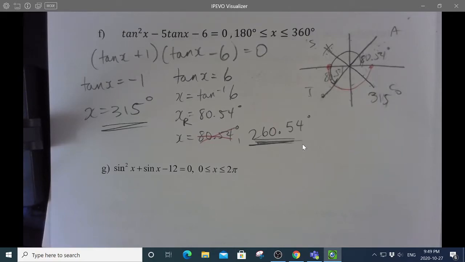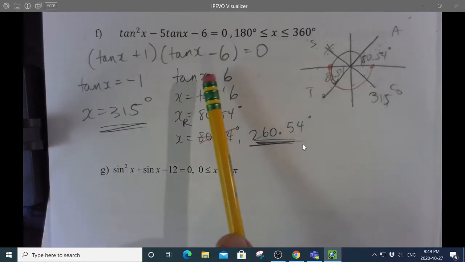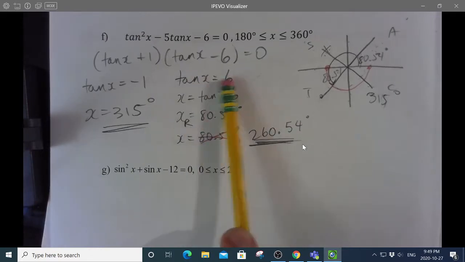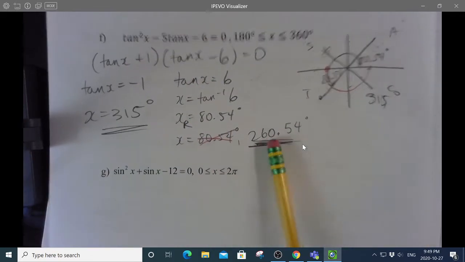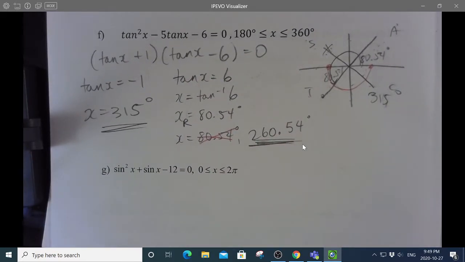I think if you watched Ms. Cox's video, she forgets that tangent can be more than 1, and she says that there's no solution for this, but as you can see, there totally is, and we checked it with our calculator. We know it's there. All right, a couple more.